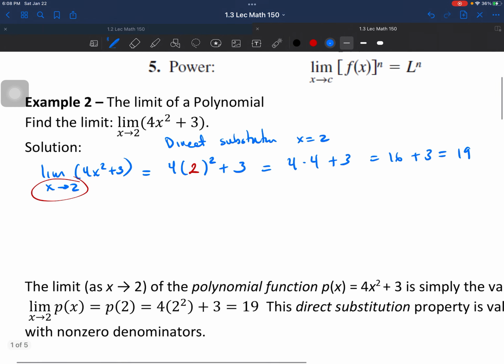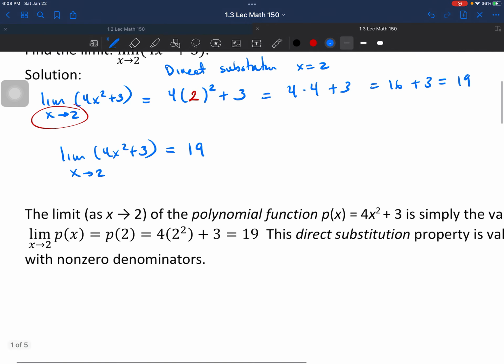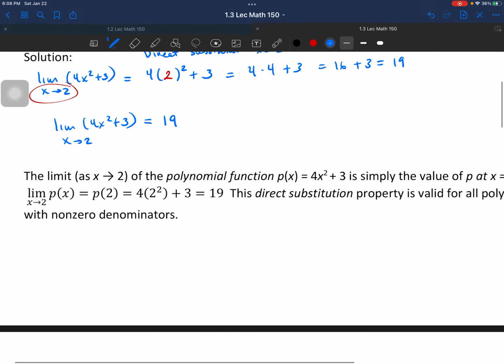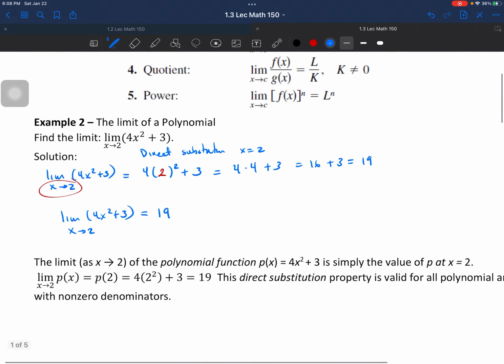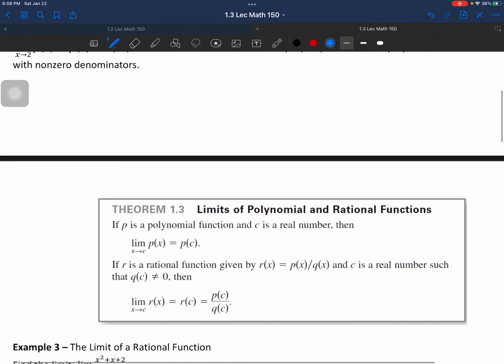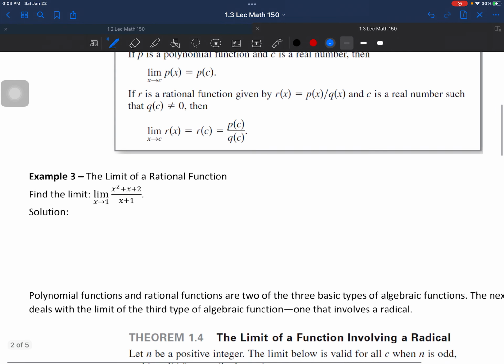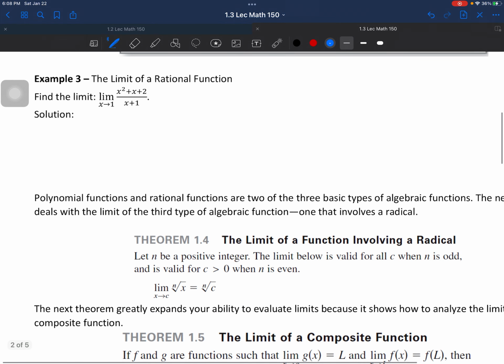So in conclusion, the limit of 4x squared plus 3 as x approaches 2 is going to be 19. And that's what we're saying here: you're using just a direct substitution. Now, this works because we're able to get an actual number. We'll see a case where we don't get something like that, not right now, but in a few examples.